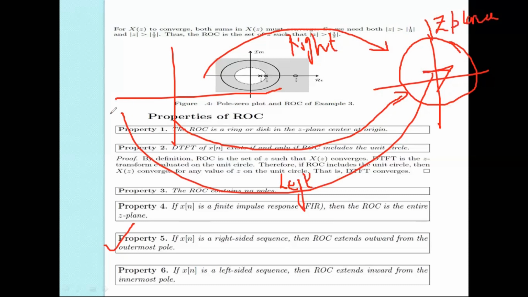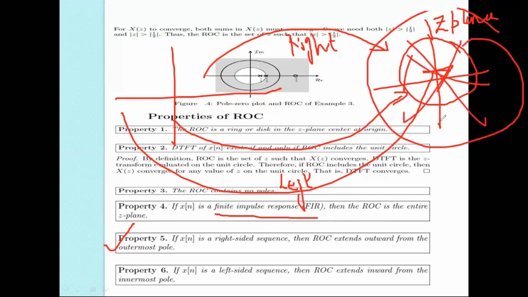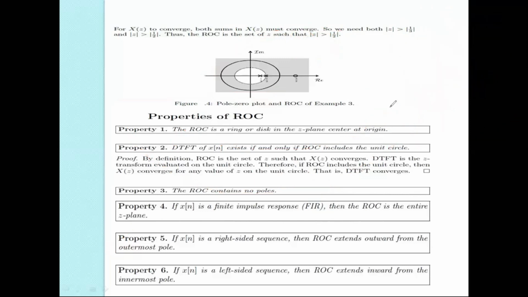If x[n] is a left-sided sequence, then the ROC extends inward from the innermost pole. If x[n] is a right-sided sequence, the ROC is outward from the outermost pole. If x[n] is a finite impulse response, then the ROC is the entire Z plane. These are the fourth, fifth, and sixth properties.